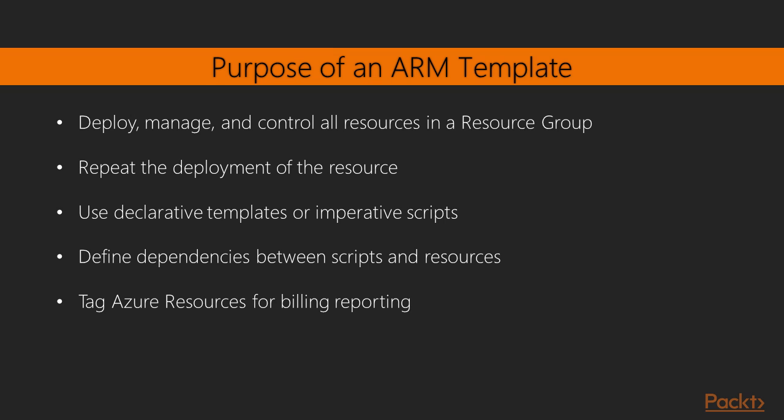An ARM template allows you to use declarative templates or imperative scripts. It also defines the dependencies between a script and a resource. And if you're using tagging, then out of your ARM template, you can use Azure Resource Tagging, for example, getting a better view on billing and reporting.